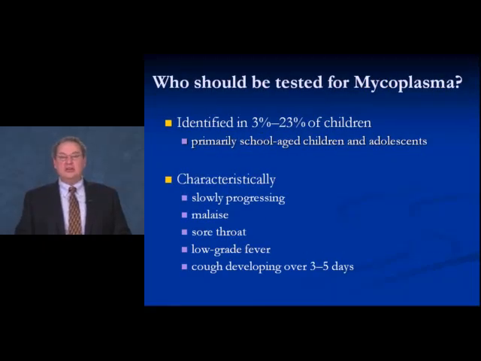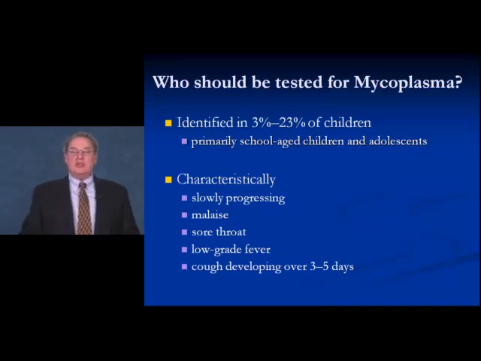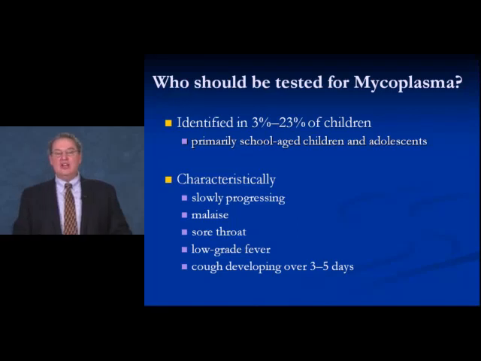What about mycoplasma? Important to remember that mycoplasma is certainly less common than other bacteria. It's identified in only 3 to 23% of children, primarily school age and adolescents. What's different about the presentation is these children usually have slowly progressing symptoms, malaise, sore throat, low-grade fever, and the cough develops over 3 to 5 days.